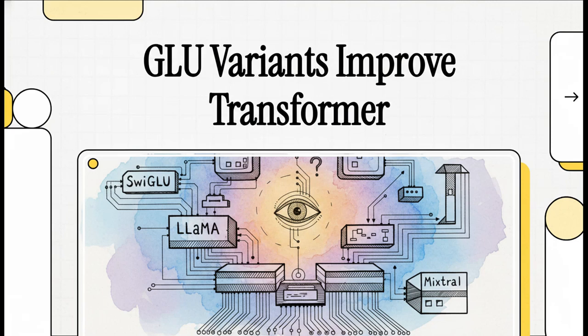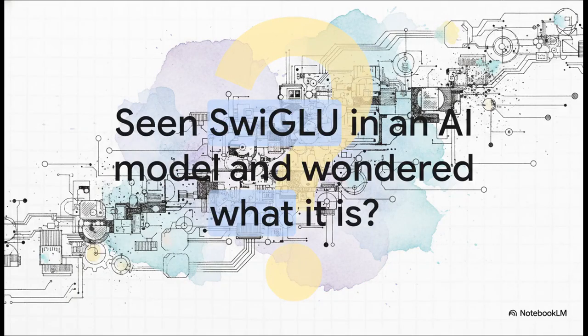Okay, so let's get into it. If you've been paying any attention to new AI models lately, you've probably seen this funny little term popping up in their architecture diagrams. I'm talking about models like Llama or Mixtral. The term is SwiGLU, and it made me stop and think, what on earth is that, and why is it suddenly everywhere? Right? You're not alone.